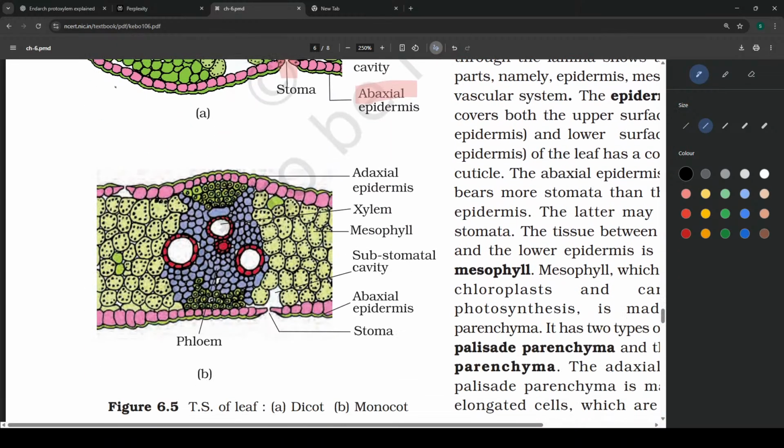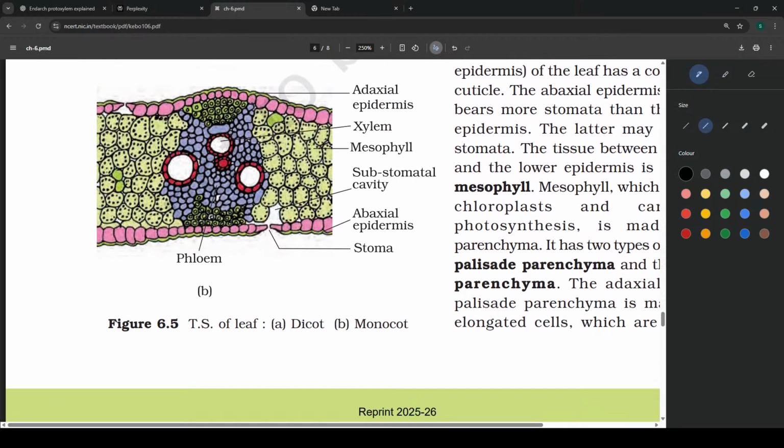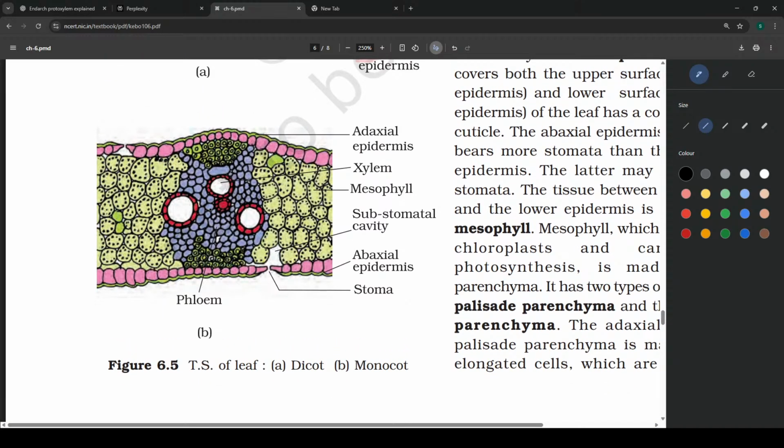Now let's see the isobilateral leaf as well. This is the isobilateral leaf. Here both sides are equal. There is no differentiation between mesophyll tissue. There is no palisade. There is no spongy mesophyll. There are adaxial and abaxial surfaces. Both are same. The mesophyll tissue is also same. There are stomata on both sides. And there is a normal everything that you see.